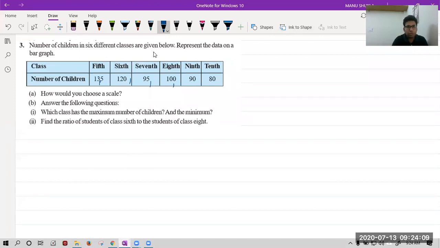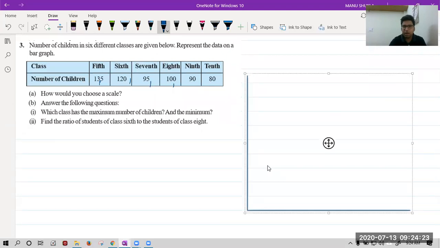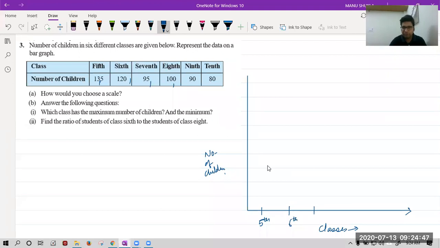Okay. Let's solve the question. So to make this, first of all, we need an axis x and y. Let me draw that like this. After this, we have to understand what will come on which axis. On x-axis, we will have classes. On y-axis, we will have number of children. Classes are very easy. First, we have 5th class, then we have 6th, then 7th, then 8th, 9th.